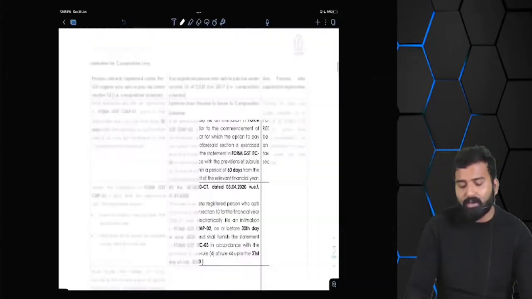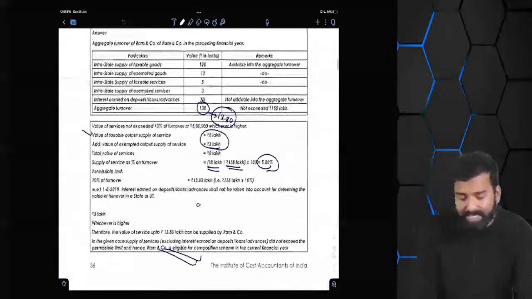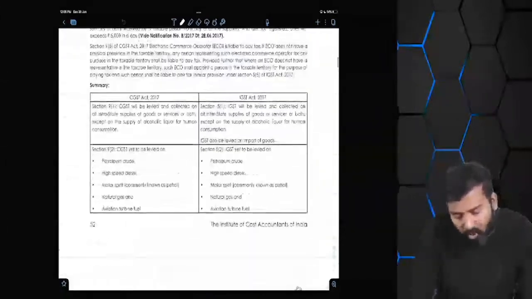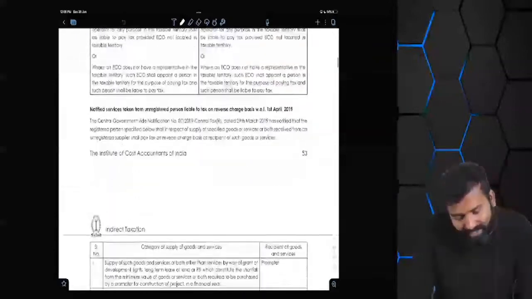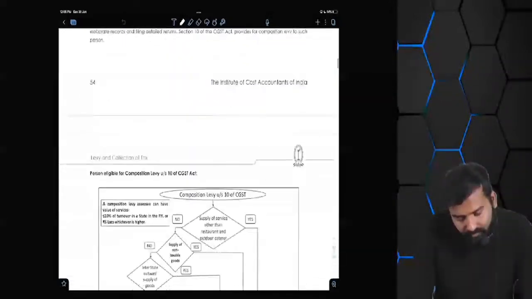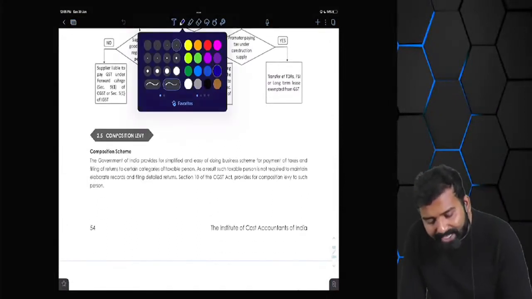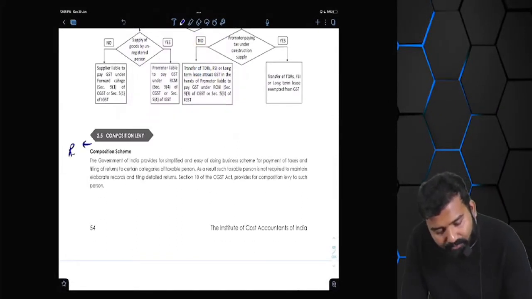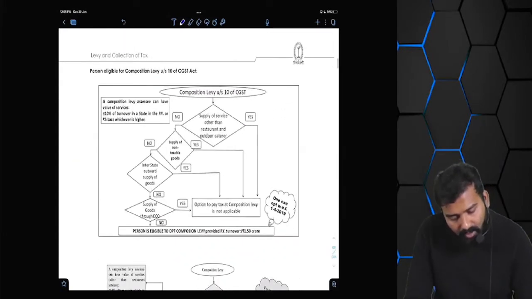Now in the remaining 5 minutes, I will mark your module and let you know what are the things you can read from this chapter, what we have covered and what you can read from this module. This is in your module on page number 54. So what you can read, I am marking it. You can read this from here. This you can read. You can read this.